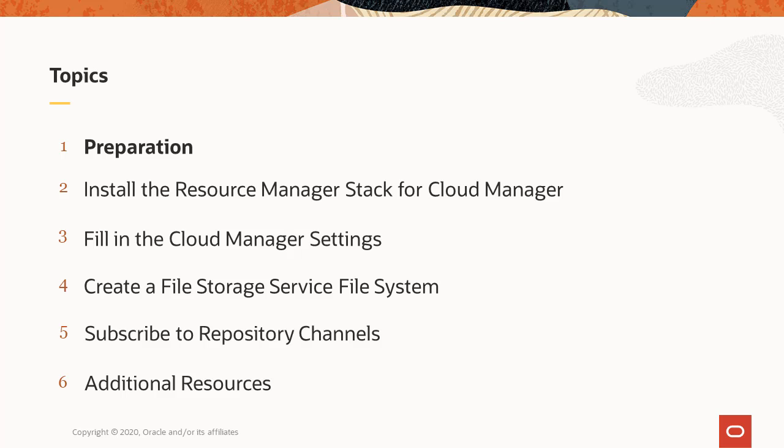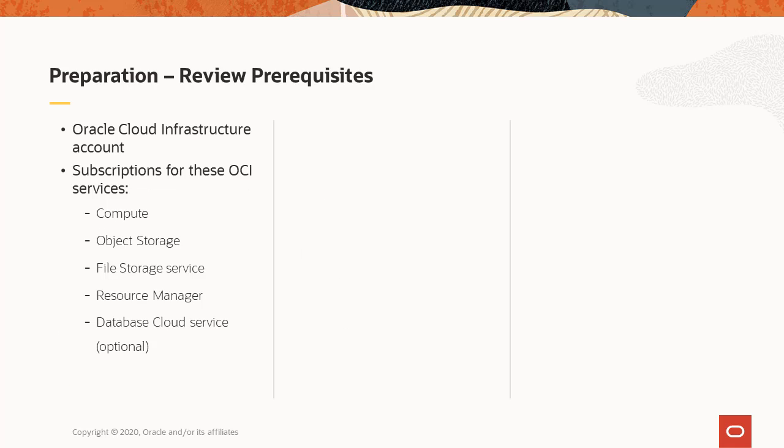To prepare for the installation, you will review prerequisites and set up a new user, group, compartment, and policies, and also create the necessary SSH and API key pairs. To create a user, group, and compartment, you need an Oracle Cloud Infrastructure account that has administrative user access. The Cloud Manager administrator must have subscriptions to compute, object storage, file storage, and resource manager services.